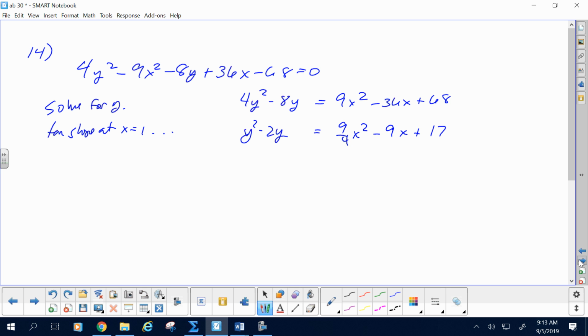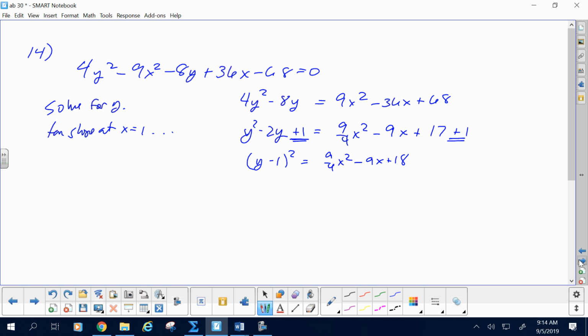Yeah? Okay, now let's complete the square. What goes there? Plus 1, which I must balance by adding 1 over there. So y minus 1 squared is 9 fourths x squared minus 9x plus 18.